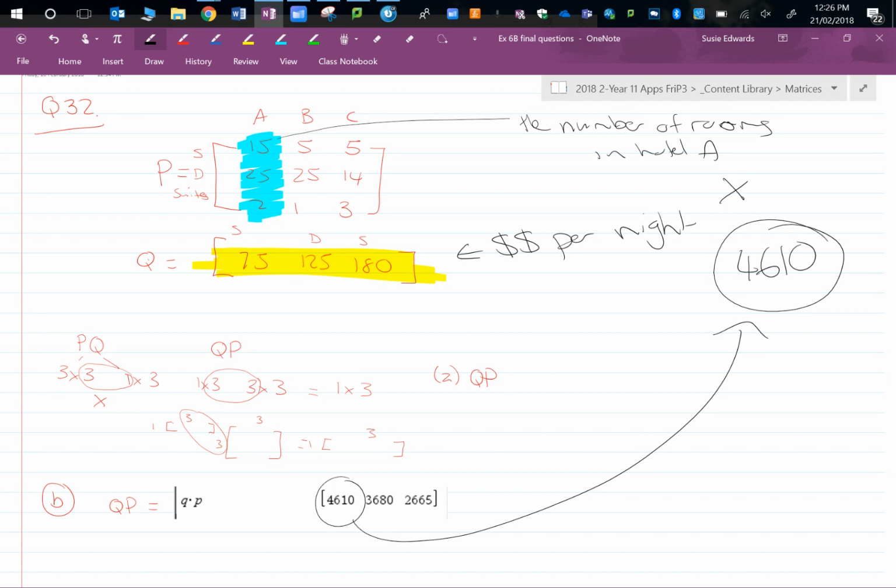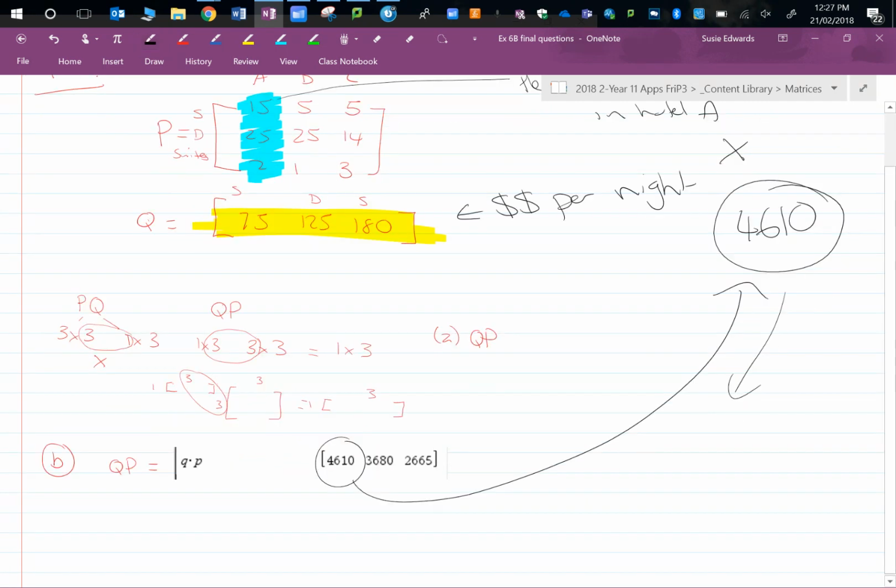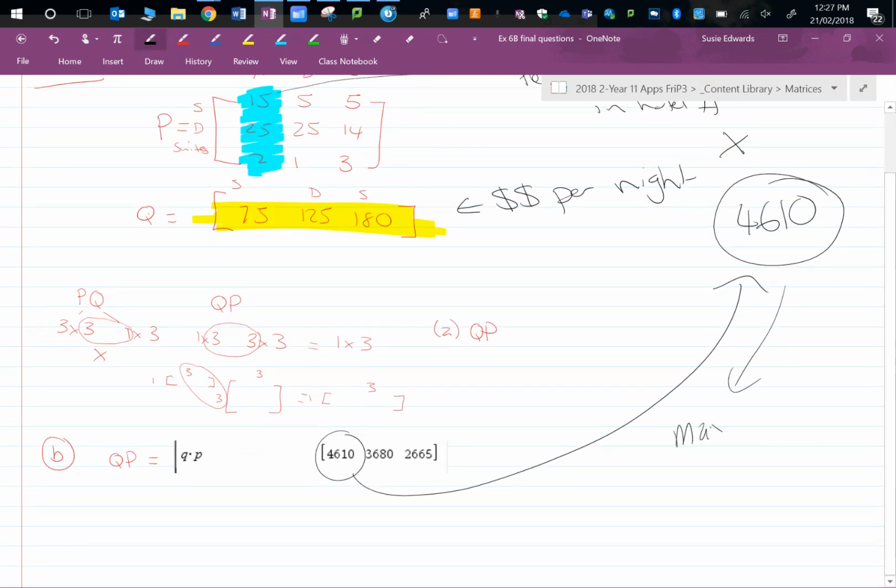You see that? Because we're saying we've got 15 rooms at $75, plus we've got 25 rooms at $125 and 2 rooms at $180. Altogether, that adds up to be $4,610. Okay, that is the maximum amount of money earned by Hotel A.